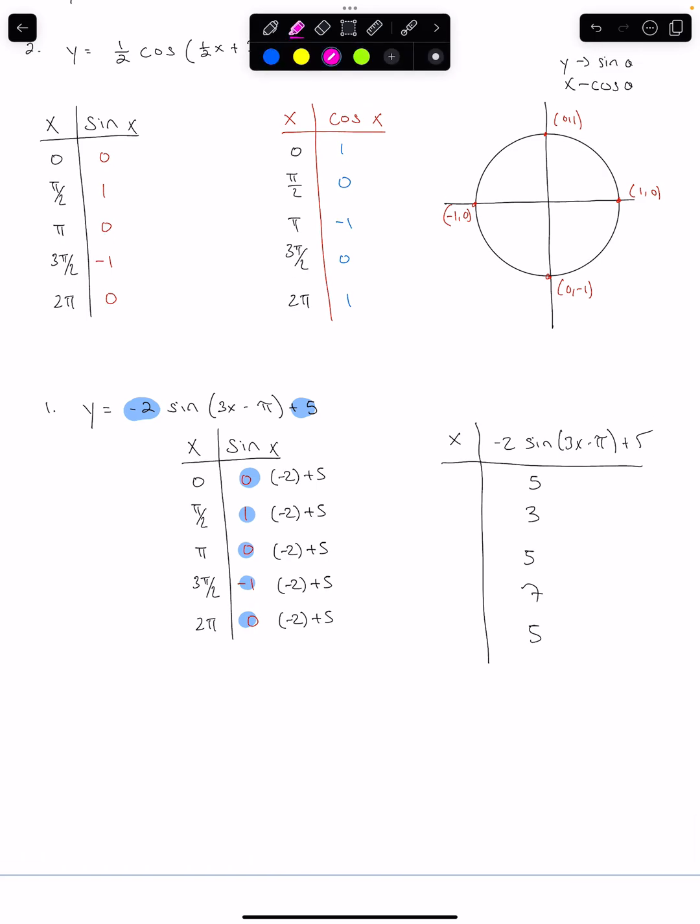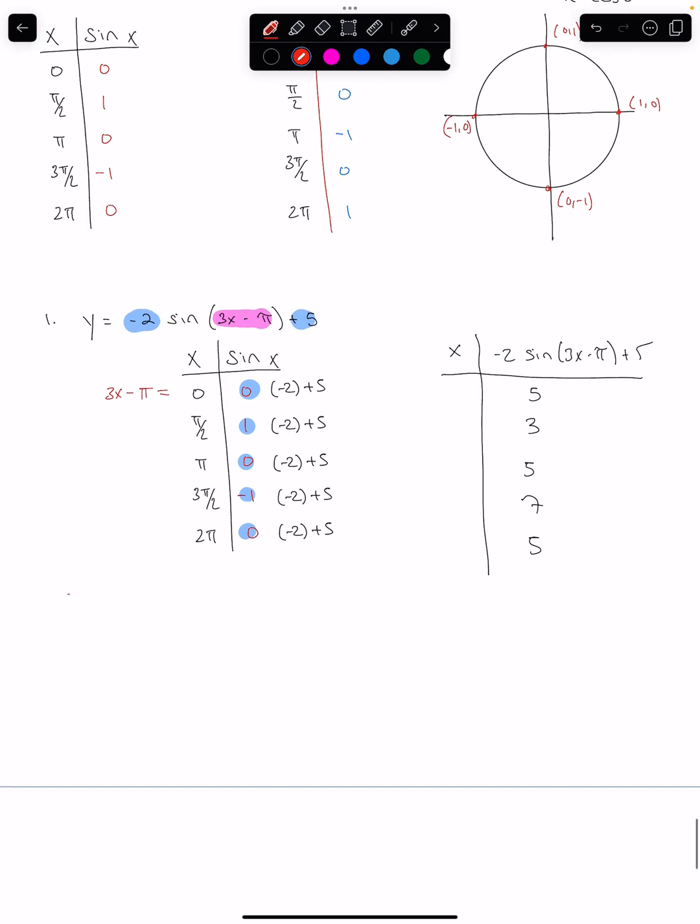Now the x values. This is going to affect my x values, so this one's going to be a little different. All I'm going to do is take 3x minus pi and set it equal to each one of these x values. So slightly different here. I'll do the first one on the bottom. 3x minus pi equals 0, so 3x equals pi, so x equals pi over 3. So my first coordinate is pi over 3.